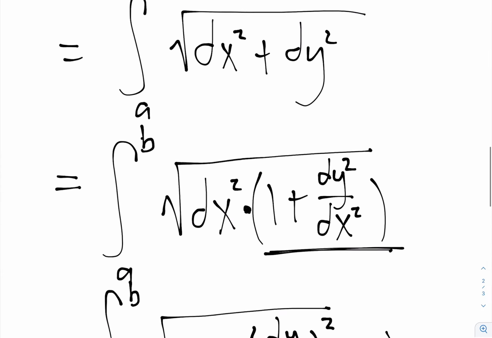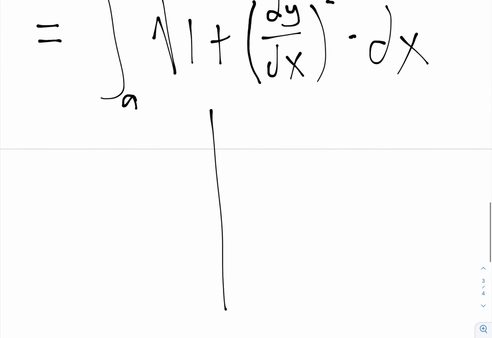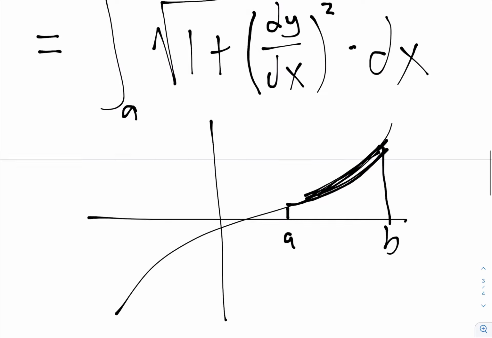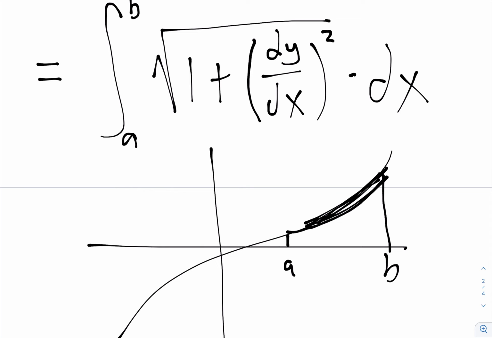So if we were to have some function, right, looks like this, from a to b, we can figure out how long this is by figuring out what our function is, differentiating it to the first degree, so taking the first derivative of that function, plugging it into this equation. So it's going to be the square root of 1 plus the derivative of that function squared dx, and we're going to integrate that from a to b, and that's going to give us our arc length.